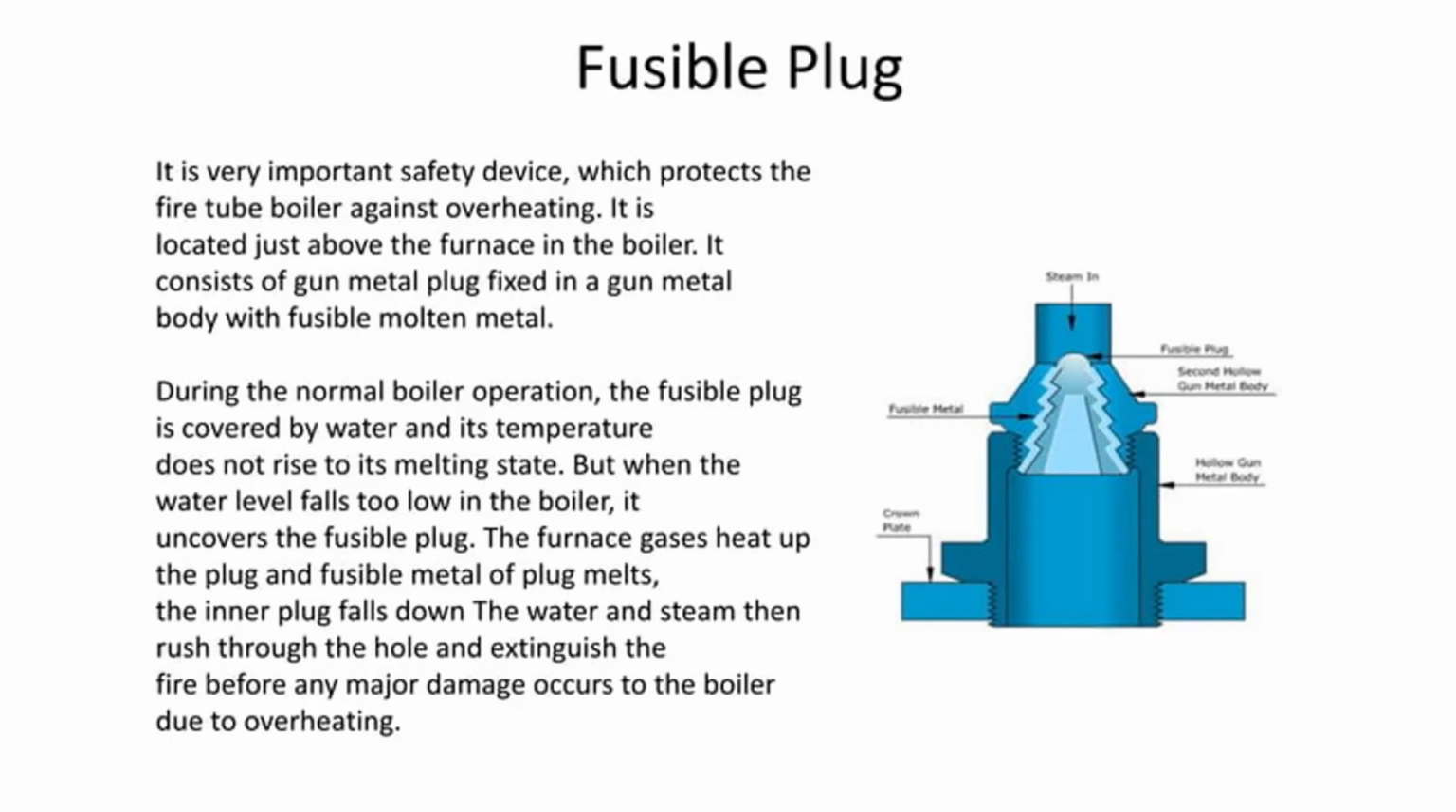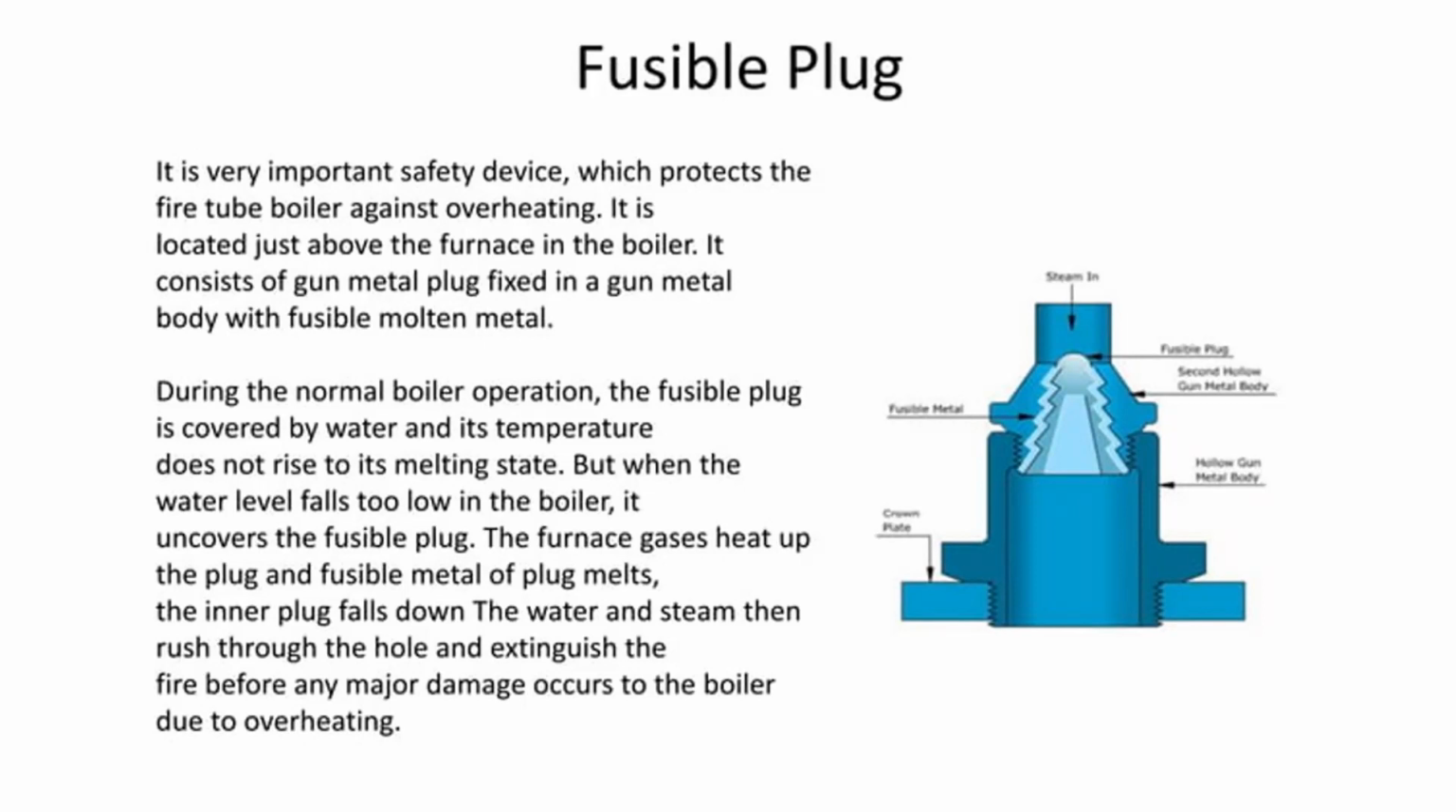During normal boiler operation, the fusible plug is covered by water. The boiler is filled with water and the fusible plug is inside, and the temperature doesn't rise to its melting state. But when the water level falls, that means the boiler doesn't have enough water, so it is continuously heating. It uncovers the fusible plug. So the furnace gases heat up the plug and the fusible metal of the plug melts and the inner plug falls down. The water and the steam then rush to the hole and extinguish the fire before any major damage occurs to the boiler due to overheating.